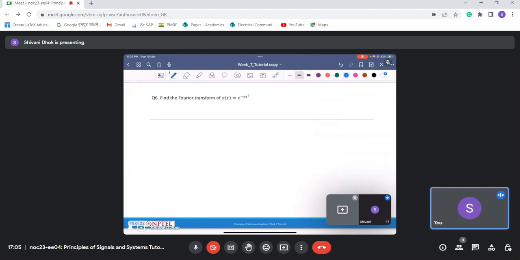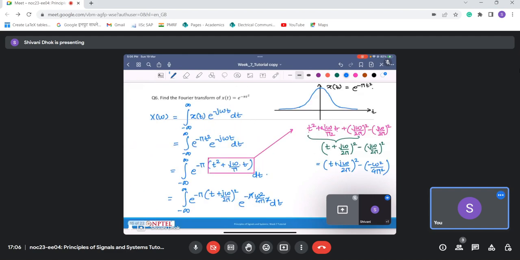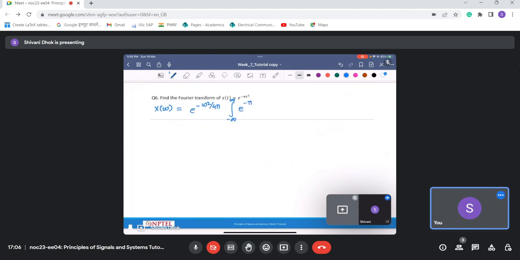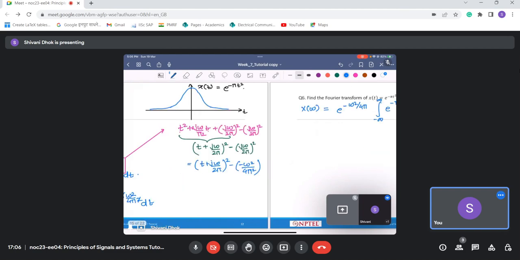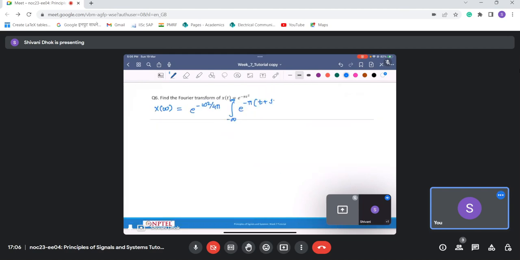So what we are having is x of omega is equal to e power minus omega square upon 4 pi times the integral from minus infinity to infinity of e power minus pi (t plus j omega upon 2 pi) square dt. And once again I'll repeat the same equation here of that Gaussian curve.